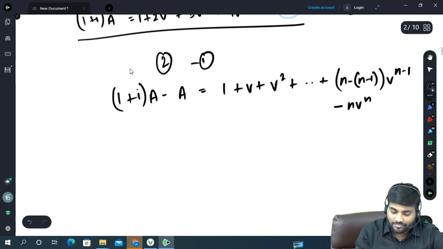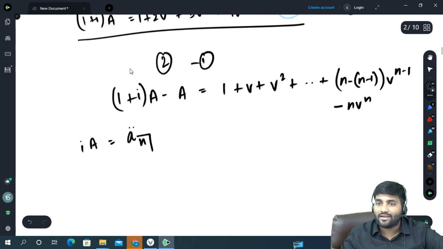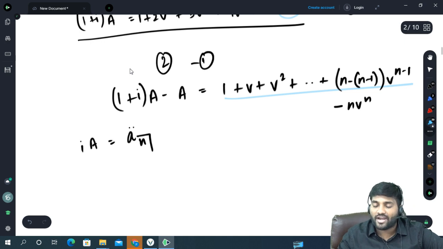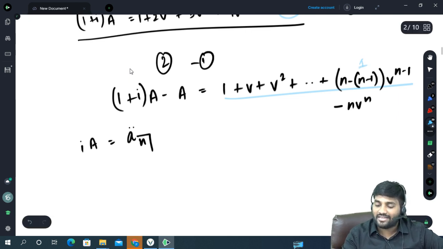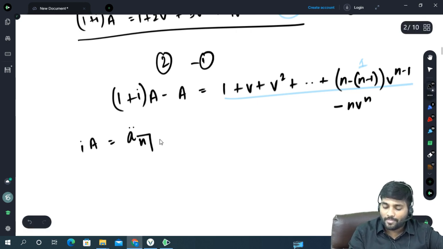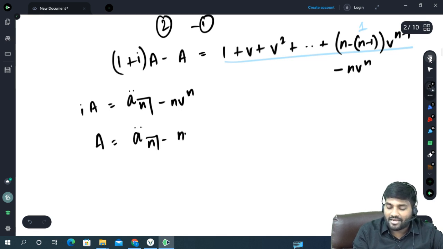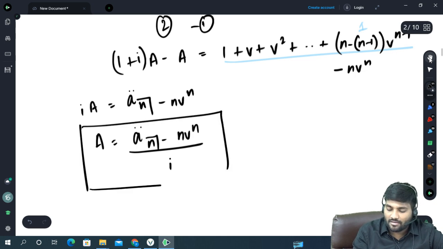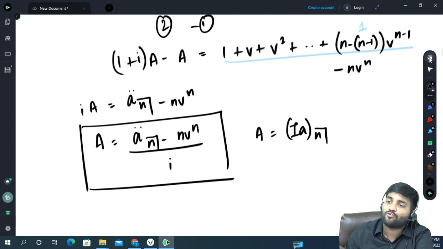So what are we getting finally? IA is equal to A double-dot-n. Why A double-dot-n? Because all of this is coming to A double-dot-n only: 1 plus V square plus dot dot dot. This will cut down to 1. This is what? Annuity paid in advance for n years. 1 plus V, just check, last class only we did it: 1 plus V square plus dot dot dot V to the power n minus 1. So this is A double-dot-n minus nV to the power n. So the formula for A that we are getting is A double-dot-n minus nV to the power n by I. And what is A? A is IAN, simple increase annuity, present value paid in arrears for n years of rupee 1.